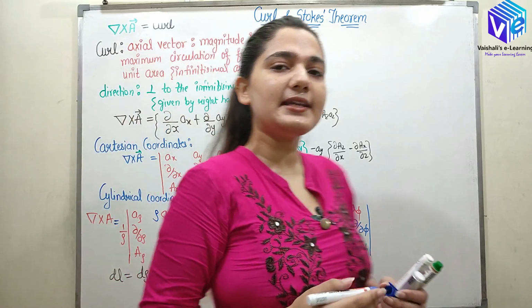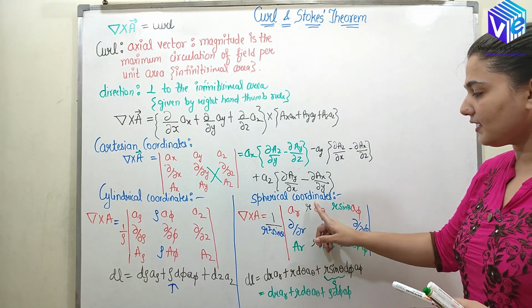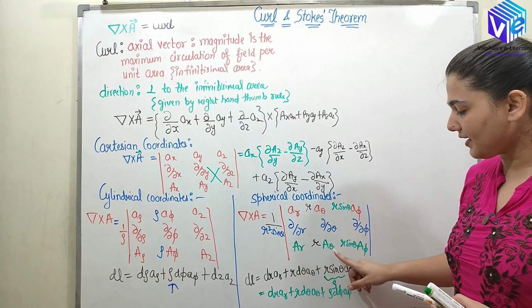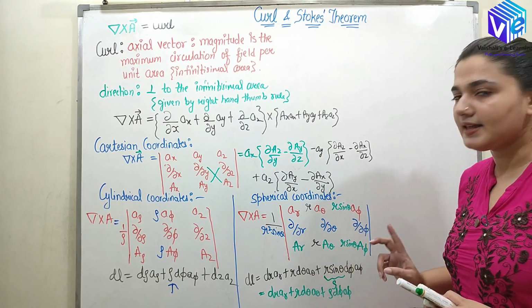So now you can easily find out the curl in the case of spherical coordinate system. You just need to put the various values of AR, A theta and A phi with the values of r and sin theta.